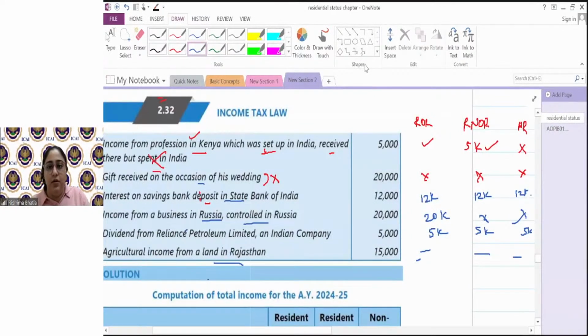Great. वेडिंग में कोई concept नहीं है 50,000 का, कोई भी किसी को जितना मर्जी गिफ्ट दे दे.